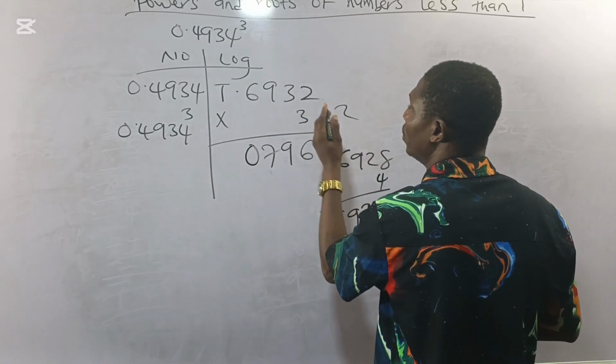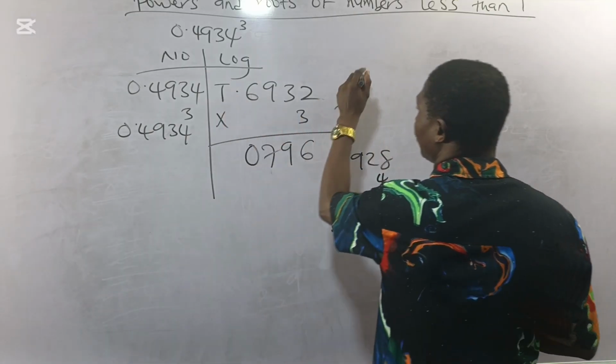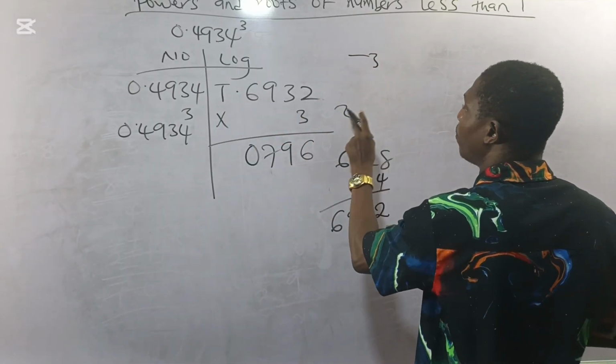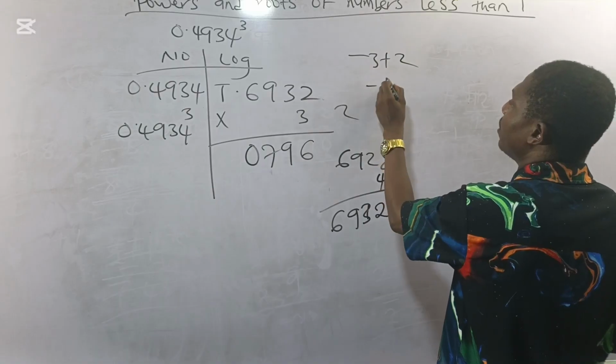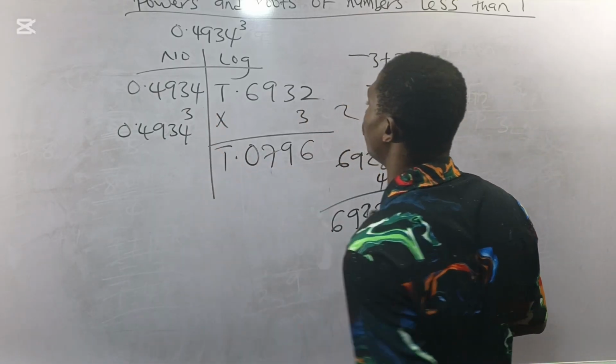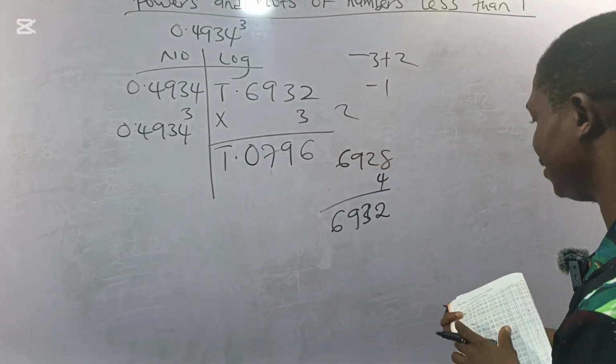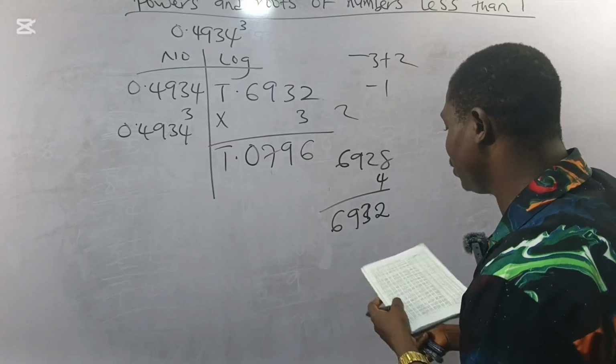0 carry 2. 3 times bar 1 will give me bar 3. So bar 3 plus 2 will give me bar 1. So we have bar 1.0796 to be checked using our antilogarithm table.